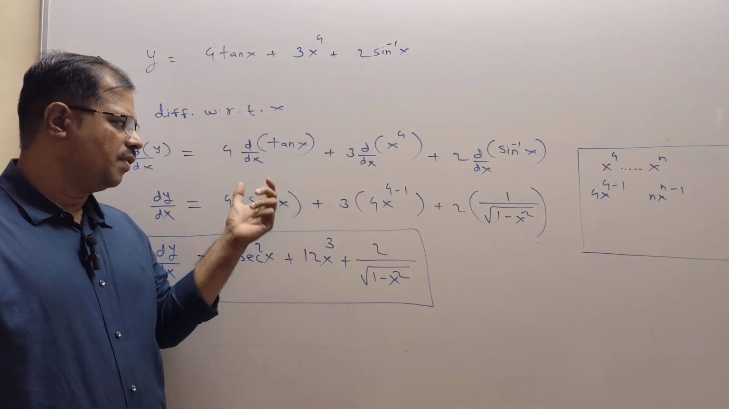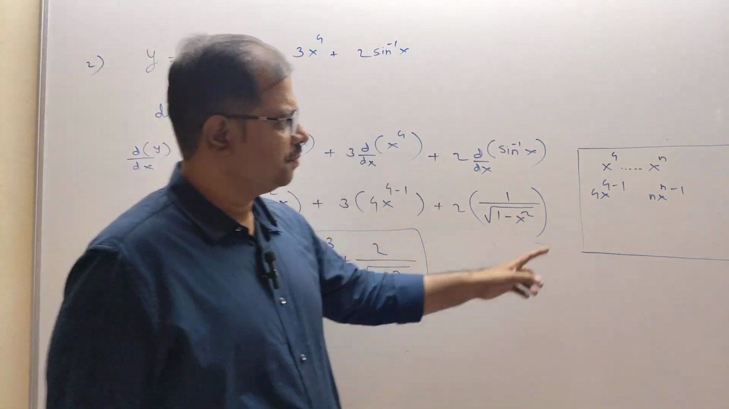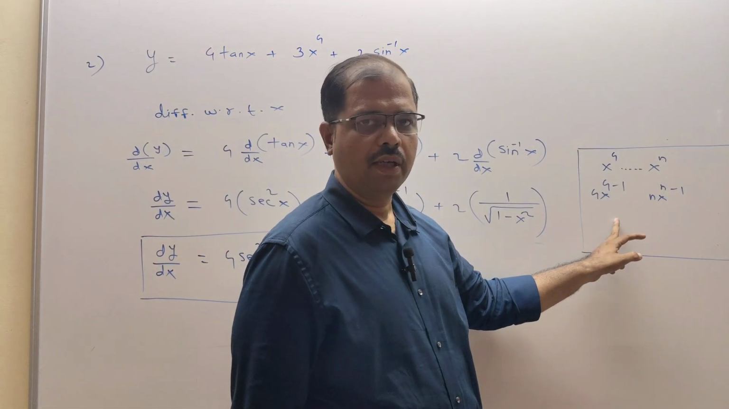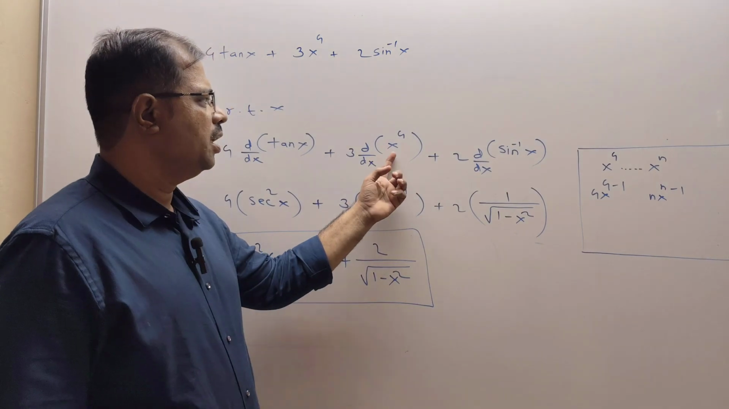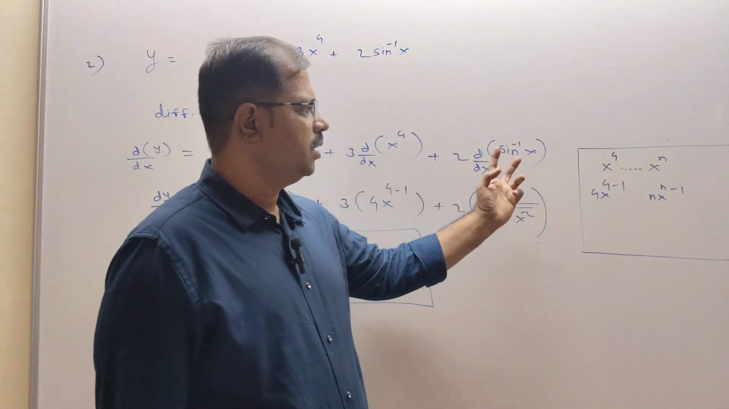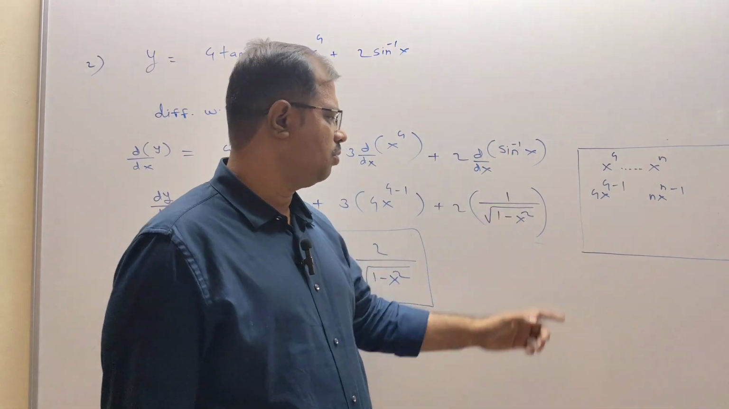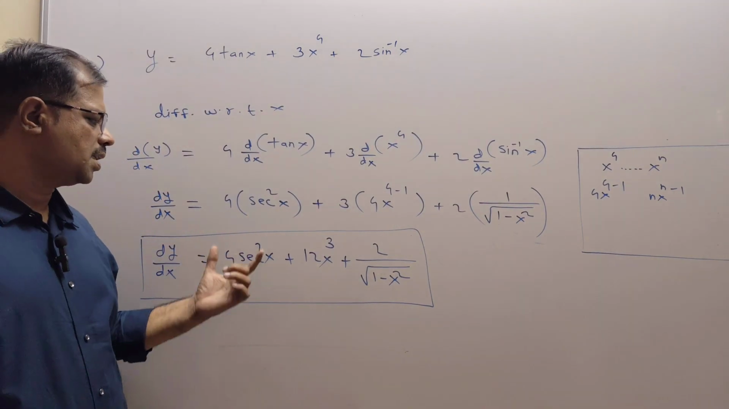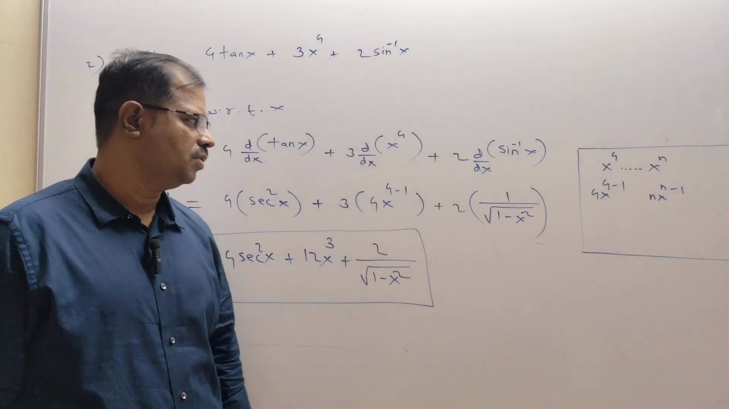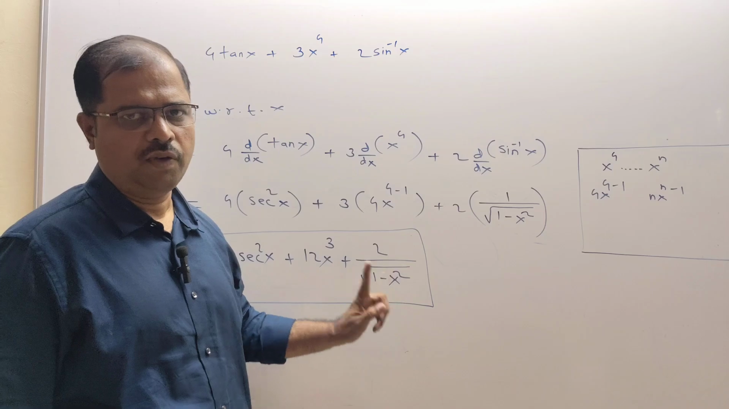We know that derivative of tan x is sec square x, derivative of x raised to n is n into x raised to n minus 1, that is 4 into x raised to 4 minus 1. Therefore, derivative of x raised to 4 is 4 into x raised to 4 minus 1, plus 2 into derivative of sin inverse of x, 1 upon root of 1 minus x square. 4 into sec square x, 4 sec square x. 3 4s are 12 x raised to 4 minus 1, plus 2 1s are 2 upon root of 1 minus x square is the final answer.